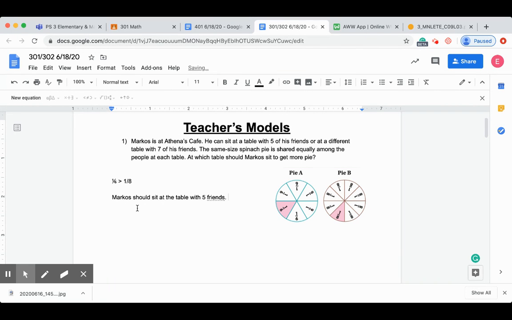Now, another way you can think about this is think about maybe you get some birthday cake, right? If you're going to share that with just yourself, you're going to get the whole thing. But if you're going to share it with maybe brothers, sisters, or other family members, you're going to get a smaller piece because you're breaking it up into more pieces so everybody gets the same. So when we are comparing fractions with the same numerator, we are going to look at our denominator, and the denominator that is smaller will be the greater size fraction.